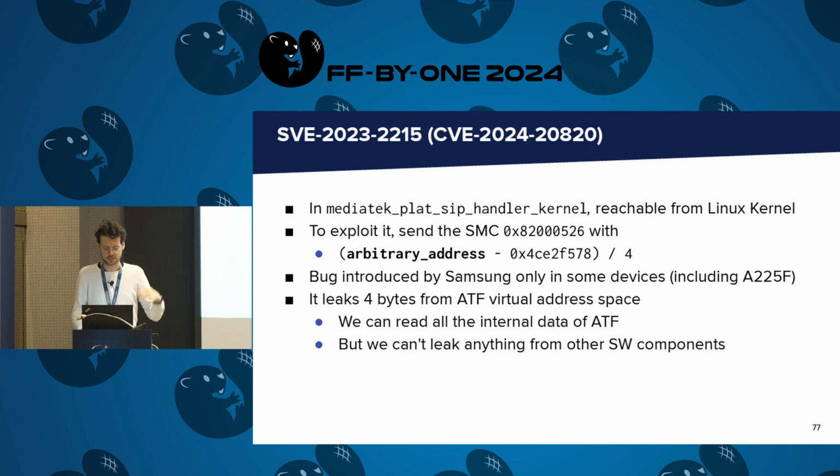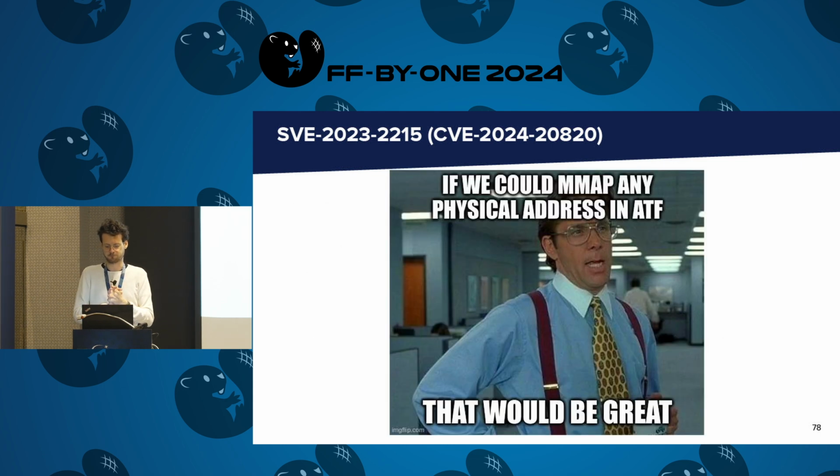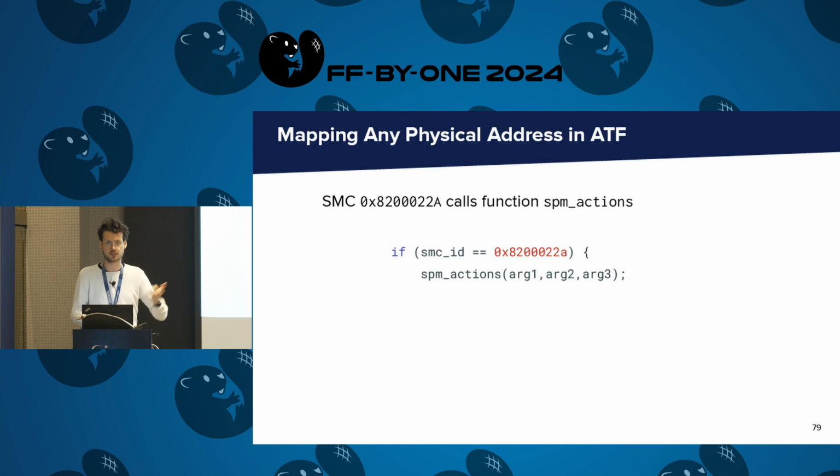So it would be actually nice if we could map the secrets we wanted right into the address space of ATF. Well, it turns out that there is actually a way to do that, and it's actually not so complicated. There is another SMC handler that corresponds to the ID you see on the slides now. Here, SPM actions is again not a real name. It's the one we gave while doing reverse engineering, but we guess it has something to do with power management.